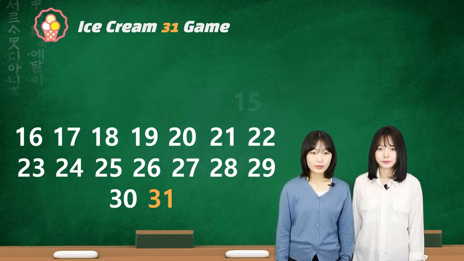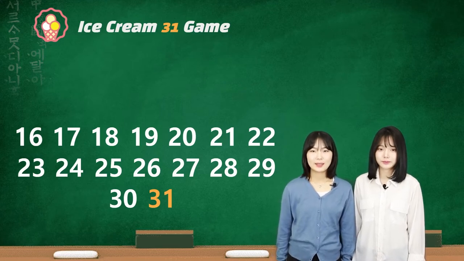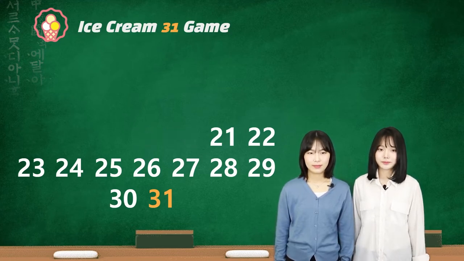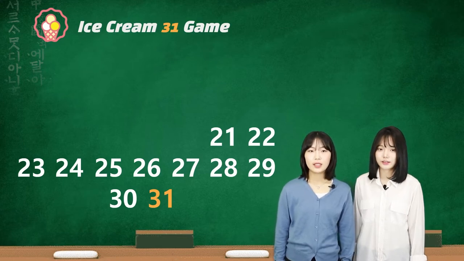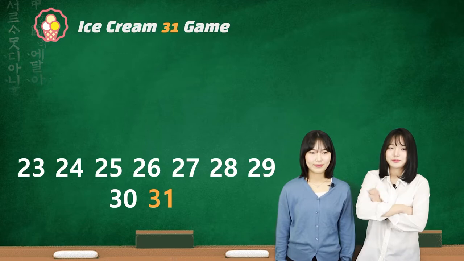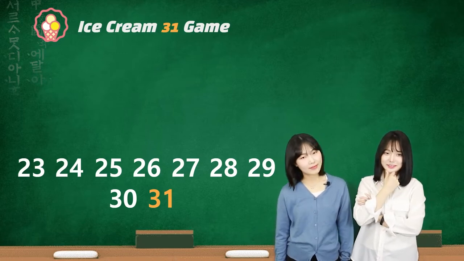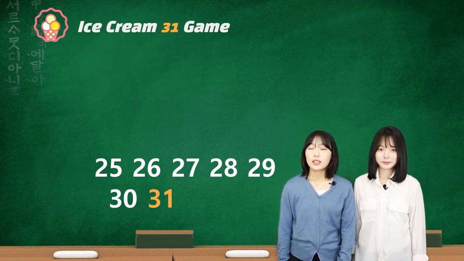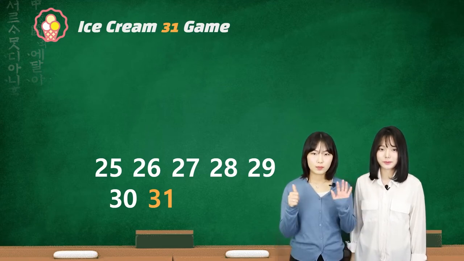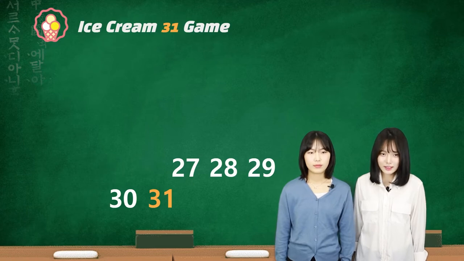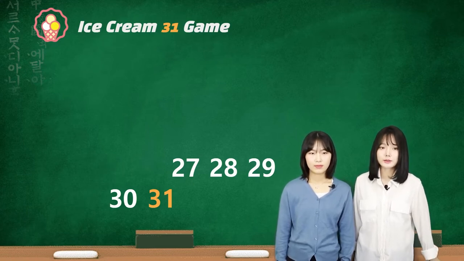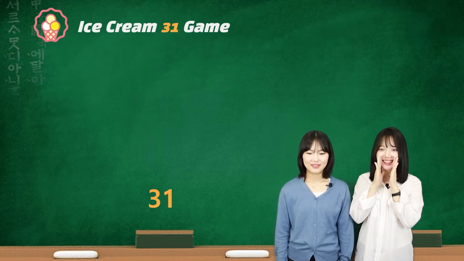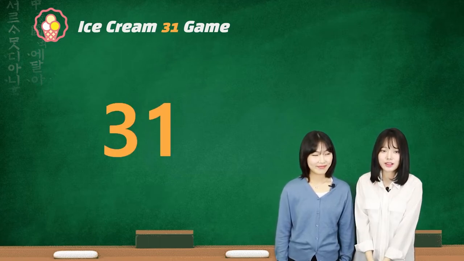15, 16, 17, 18, 19, 20, 21, 22, 23, 24, 25, 26, 27, 28, 29, 30, 31. Eventually, I lost.